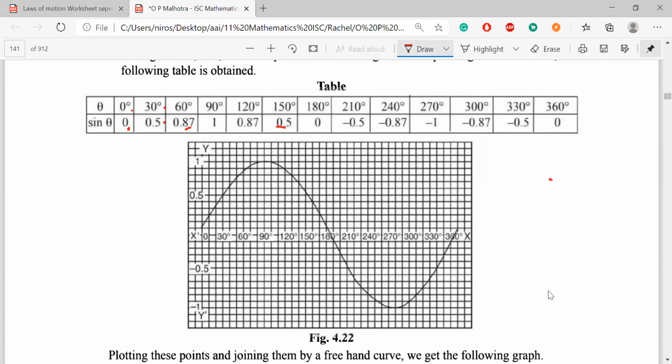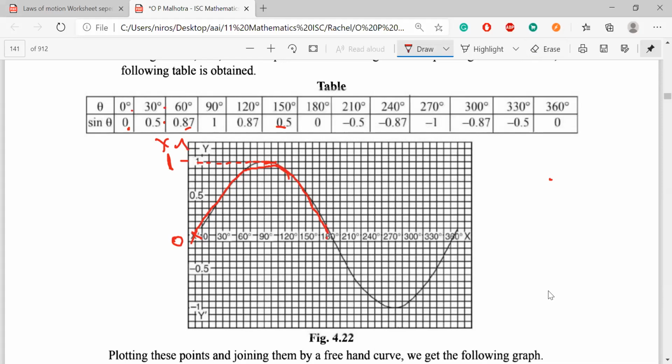So here we have 0, and here we have the value of 1. This is the y-axis, and the x-axis, as I told, represents the angles in degrees. That's why when it is 0, it's going up. At 1, it is maximum. Then if you increase to 180, it is 0.